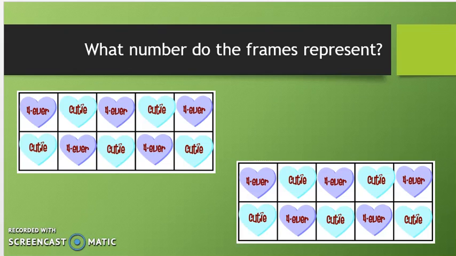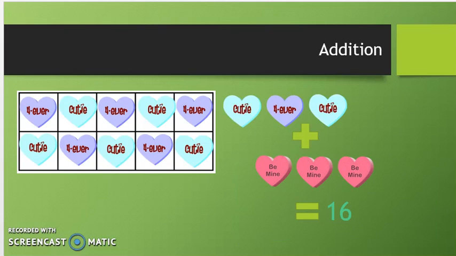Okay, 20, that's right. So with our 10 frames, we're able to make addition and subtraction sentences. So we've been talking about how an addition sentence is one number with a plus sign and another number. So with this, we'll use our previous number of 13, which is right here, and we're going to add 3 more to that. So if we have 13 and we add 3 more, that's going to be 16.